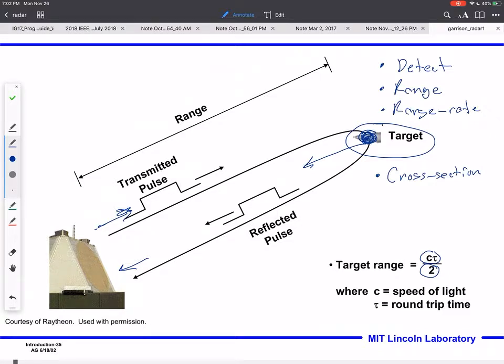Okay, so the next lecture that I'm going to give in person on Wednesday, I'm going to talk about how we measure this time delay.